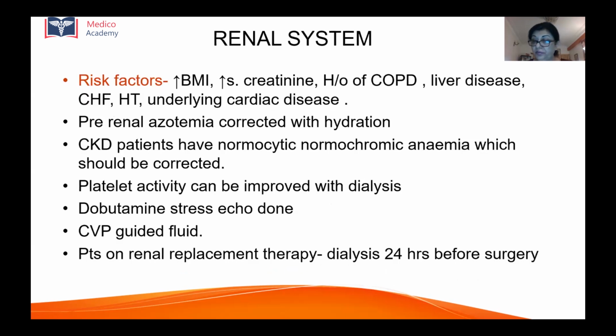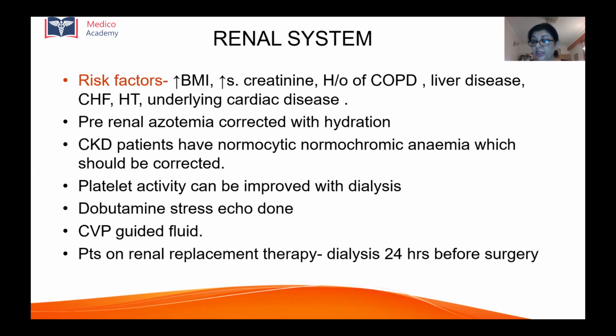Now, the renal system. It may be impaired due to hypertension or chronic use of NSAIDs. Prerenal azotemia is corrected with hydration. Patients with elevated body mass index, elevated preoperative serum creatinine, history of chronic obstructive pulmonary disease, liver disease, congestive heart failure, hypertension, and underlying heart disease are at high risk for developing postoperative derangement of the renal functions.